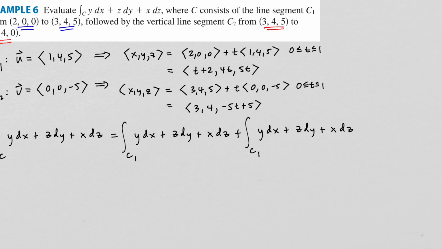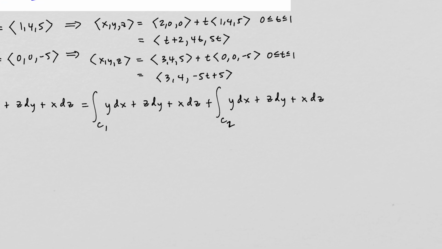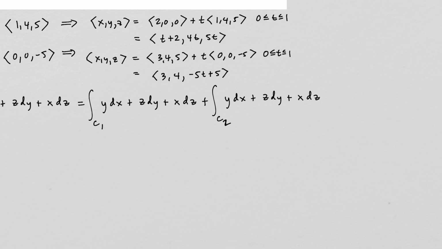Once for C1 and once for C2. There we go. All right, so now let's go ahead and do this. The first integral, which I'll do here in blue, is going along this curve, this parameterization from 0 to 1. We have y times dx. Y is 4t. dx is x prime of t times dt. X prime of t is 1.